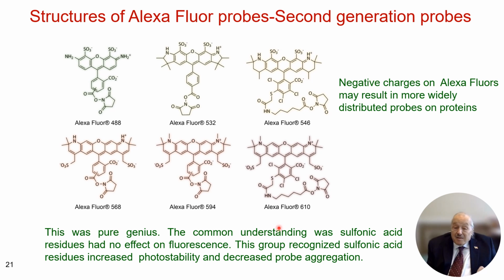I personally did not realize that the sulfonic acid residues could impose increased photostability to the probes. And another thing, it allows the proteins to be labeled to a higher degree. And I would have to guess that's because the negative charges force the probes, when they're binding to the protein, to bind further away from each other. This binding is often covalent.